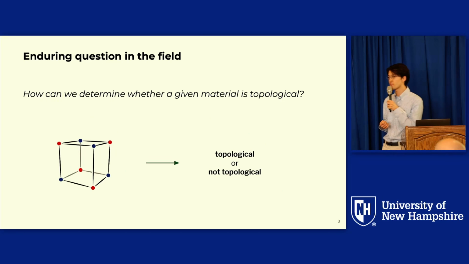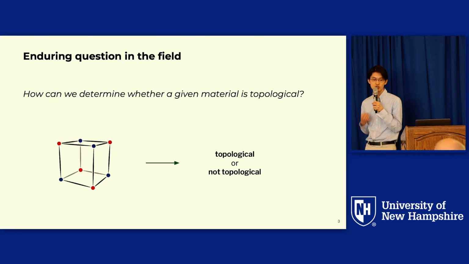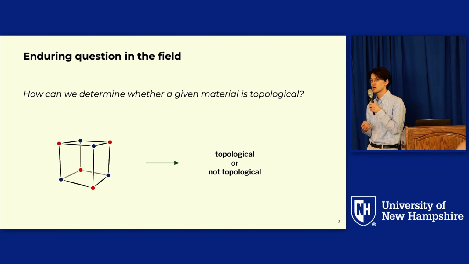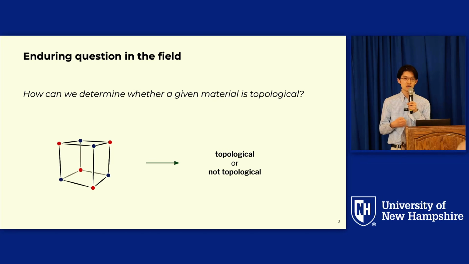Since the beginning of the field, a central and enduring question is, how can we determine whether a given material is topological? In particular, in this talk, we'll be in the setting of real materials. By this question, I mean, how do we know that, for example, sodium-3 bismuth is a Dirac semimetal? How do we know that sodium chloride is a trivial insulator?